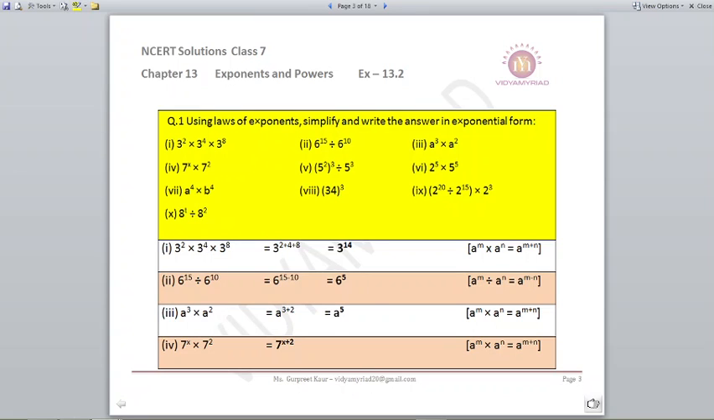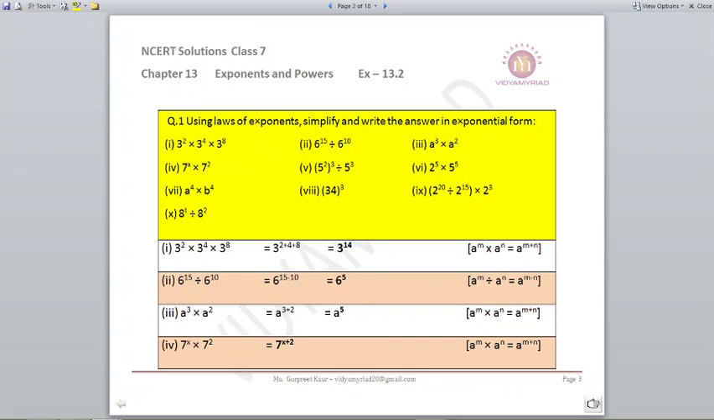Now 3 square into 3 raised to power 4 into 3 raised to power 8. When your base is the same and there is multiplication, you will add the powers. That means 3 raised to power 2 plus 4 plus 8 gives you 3 raised to power 14. Secondly, 6 raised to power 15 divided by 6 raised to power 10. So this is a division rule. Whenever you are dividing, you need to subtract the powers, which means 6 raised to power 15 minus 10 gives you 6 raised to power 5.